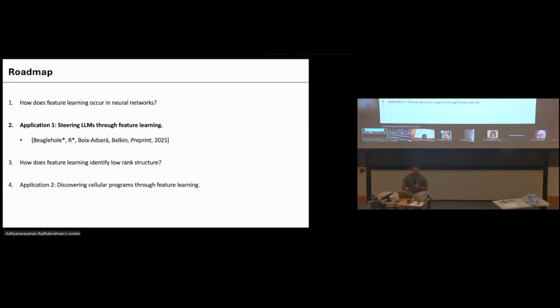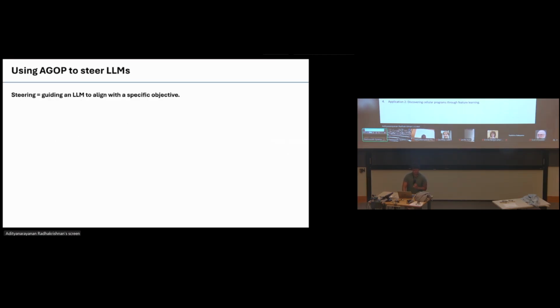Okay. So with that, I actually want to turn to some applications of this work before going into the next piece. The application I wanted to talk about is how we use this to do something called steering LLMs through feature learning. And so I want to take a moment to define what steering actually means. The idea of steering is that you guide an LLM to align with a specific objective or a concept.